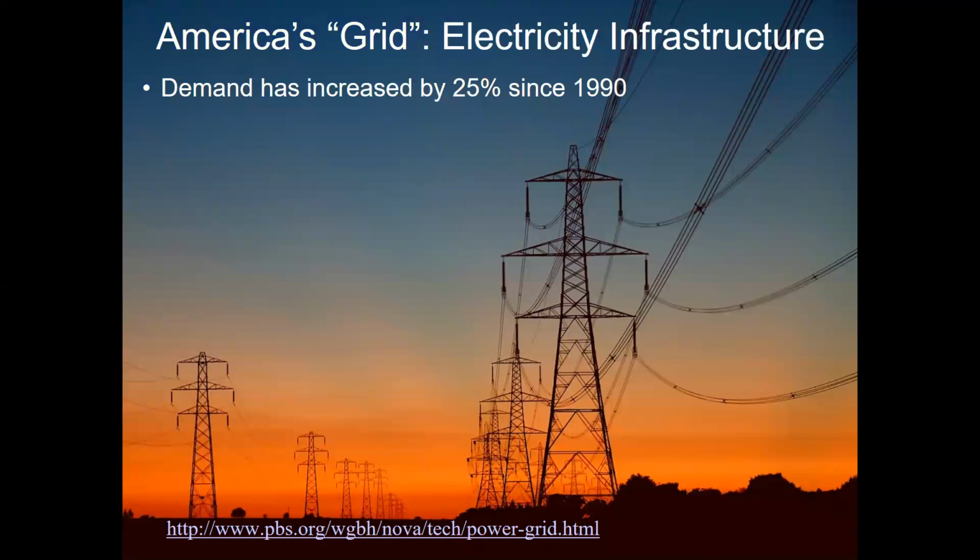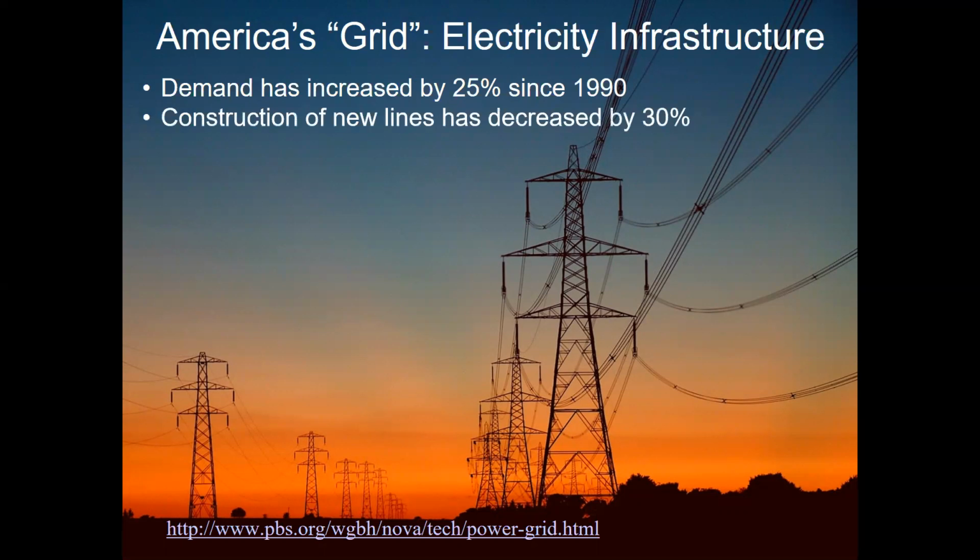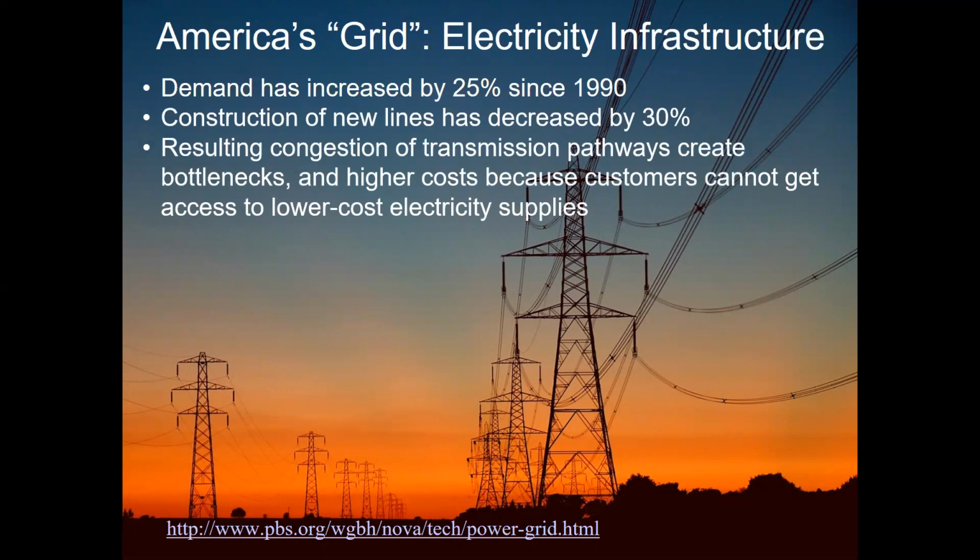There's issues. All right, so let's go back to this idea. We need more power. Our demand has increased by 25%. Think of cell phones. In 1990, pretty much people didn't have them. Cell phones, laptops, all those electronics. But we've actually decreased our construction of new lines. We've decreased construction by 30%. So now we have congestion. And when there's congestion, you cannot get the power where it needs to go.